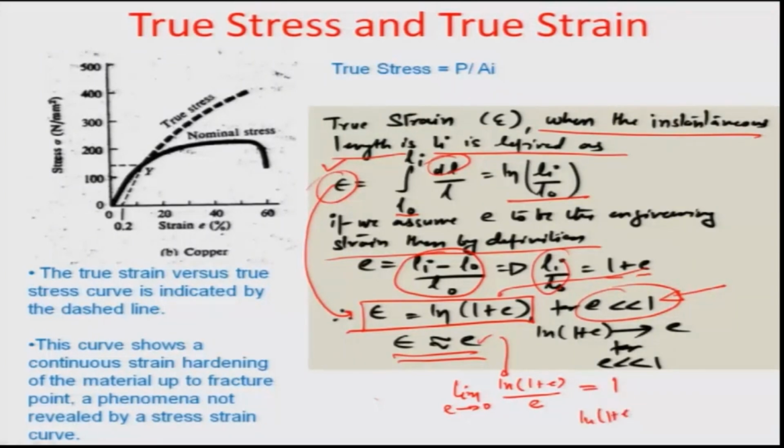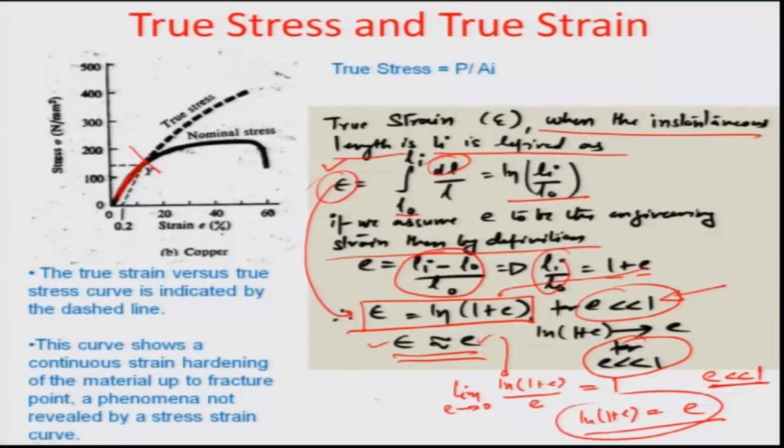So, therefore, ln(1 + e) can become equal to e in cases where e is very small, smaller in comparison to 1. That is how you can record the engineering strain to be equal to the true strain at small values of strain, which is true if you look at the curve up to here, where the true stress and the nominal stress are following a similar pattern. Beyond this, you can see the true stress strain curve to be quite different in comparison to the nominal stress strain curve.